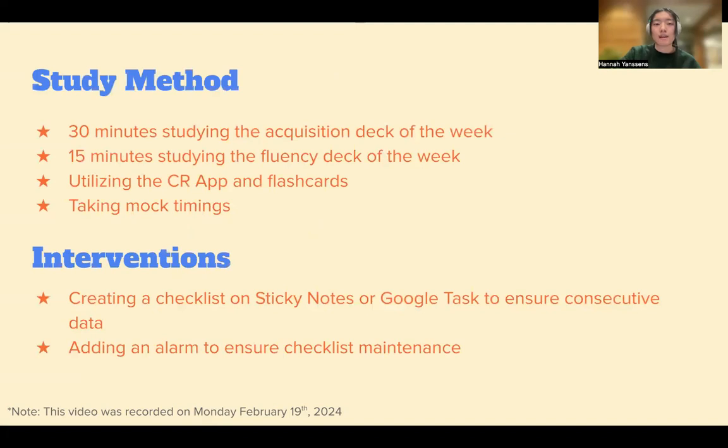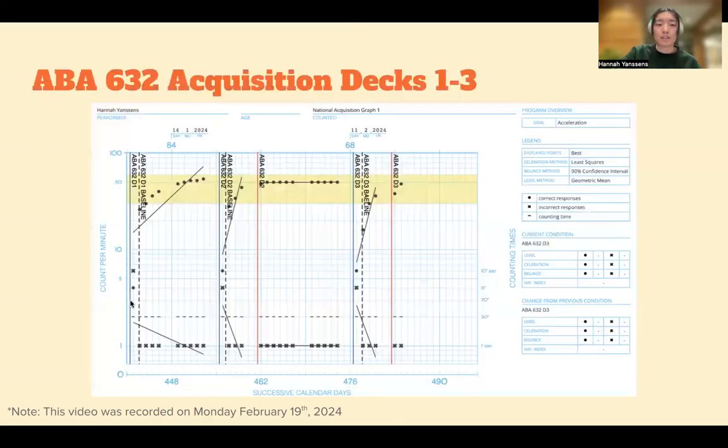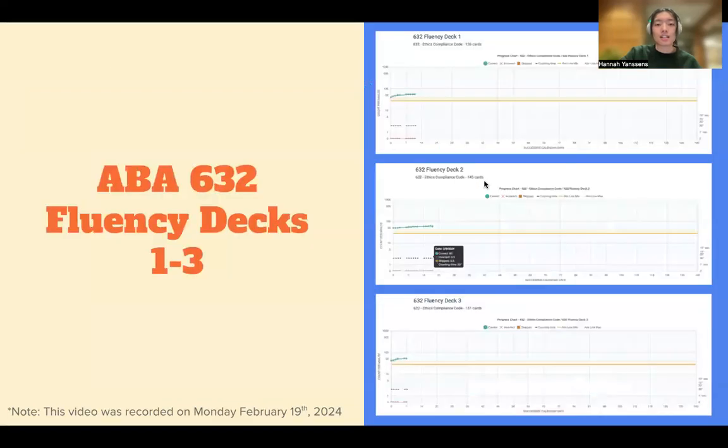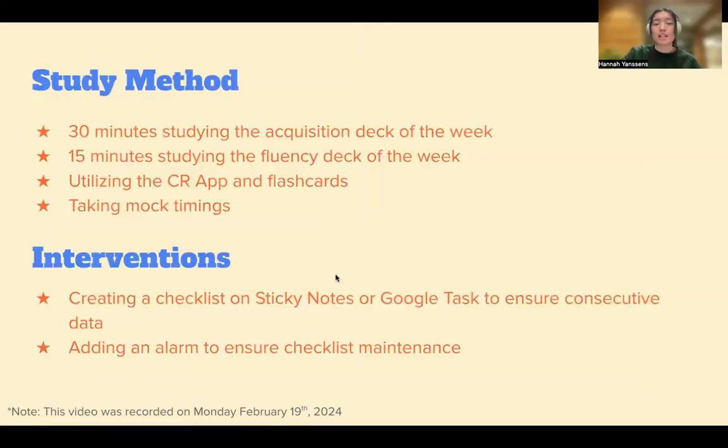And then remembering what we looked at for the acquisition decks, we can see that the two lines indicate that there is an intervention being made. And the intervention I made was creating a checklist through sticky notes or Google Tasks to ensure that there is consecutive data being recorded. And then the second intervention was adding an alarm to ensure the checklist is maintained.